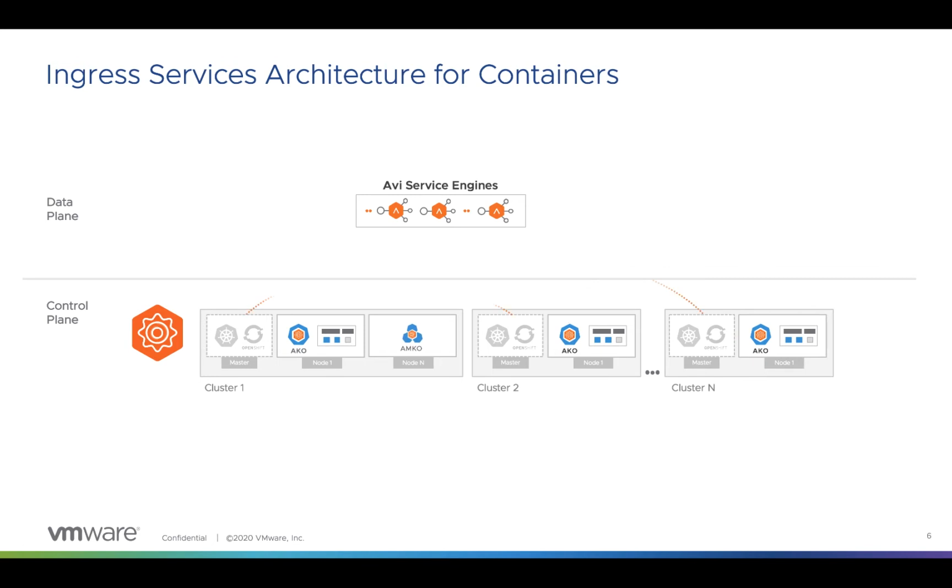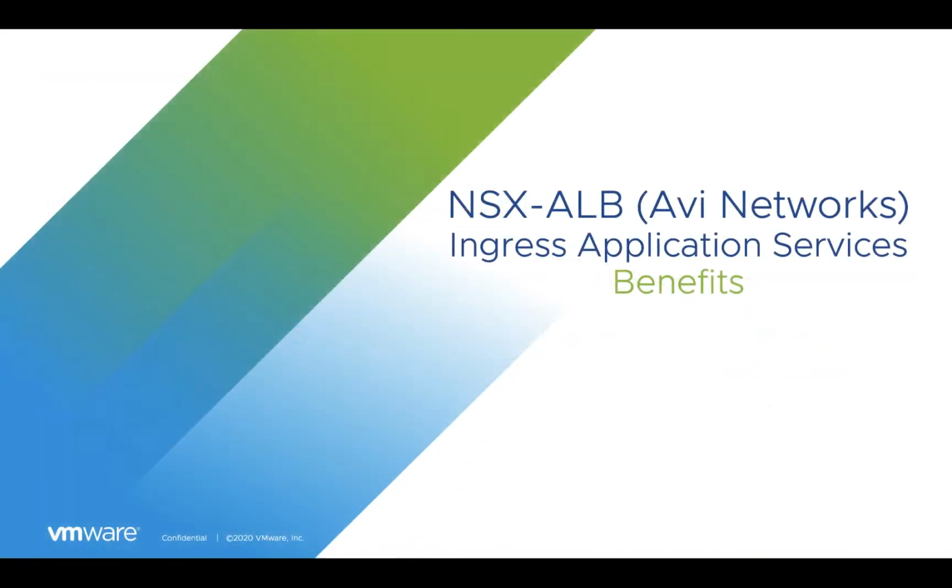The second operator is AMKO, which stands for Avi Multi-Cluster Kubernetes Operator, which does the same across multiple Kubernetes clusters and configures global load balancing on Avi. And we'll see this in more detail in the demo and in the following slides.